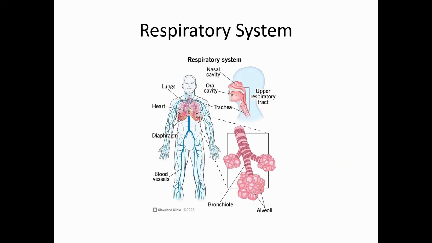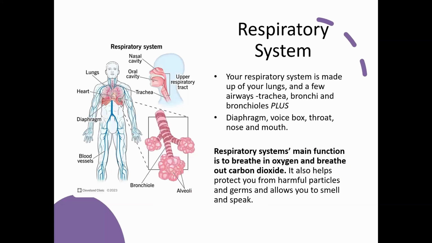Ooh, this is a little bit more straightforward as far as the organs that you are very familiar with. So we start off, your respiratory system is made up of your lungs and a few other airways, the trachea, the bronchi, the bronchioles, plus the muscles of your respiratory system, the diaphragm and the intercostals. In there too, we would throw, if you get this question, the voice box, the throat, the nose, the mouth, those can all be considered part of the respiratory system.